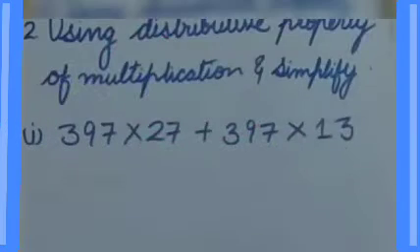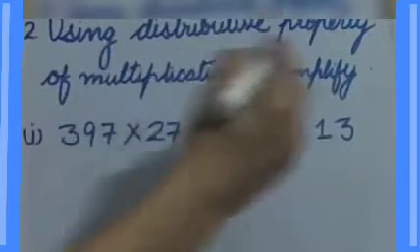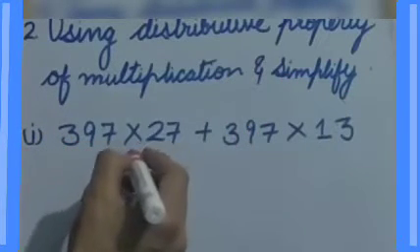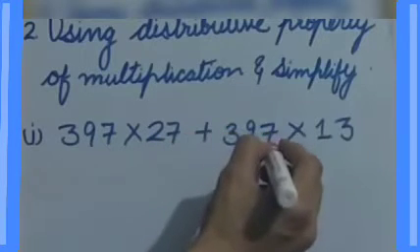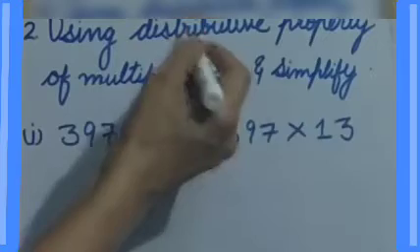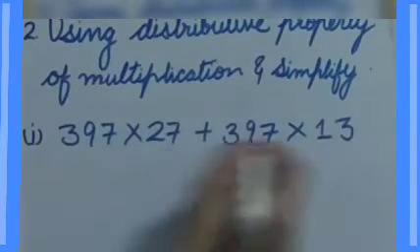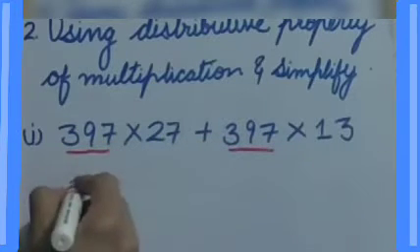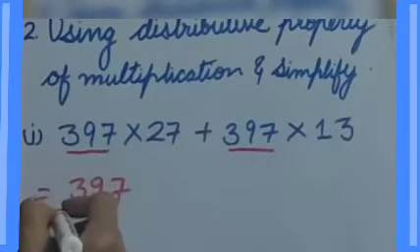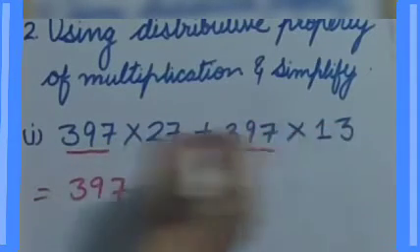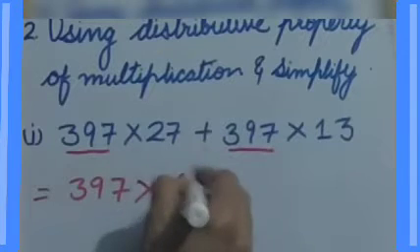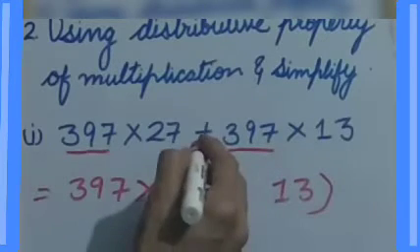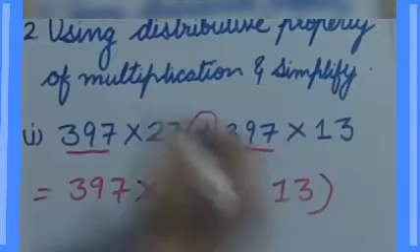Coming to the next question, question number 12. Using the distributive property of multiplication, simplify. First part of this question: 397 multiplied by 27 plus 397 multiplied by 13. As we are using the distributive property, first we see which number is common. So the common number is 397. I'll write that outside the bracket, multiplied by both these numbers, 27 and 13, in the bracket. Which operation is between? That is plus. So I'll write it over here.